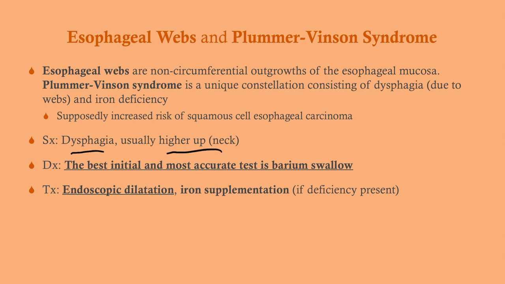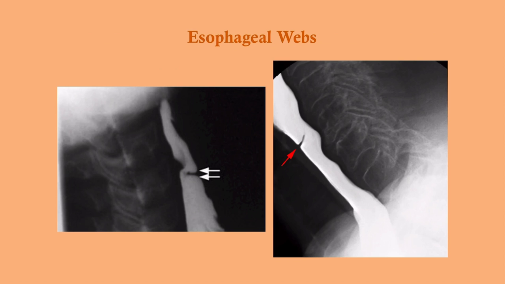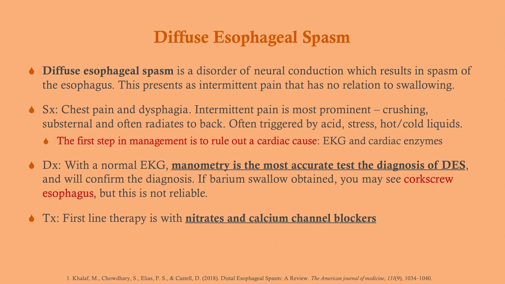And typically these, unlike the rings, are going to be higher up, so more in the neck, in the cervical area. Again, most accurate, best initial test is the barium swallow. It will show you. And the treatment here, very similar. Dilation, and if they do have an iron deficiency, supplement them. Here's the web. So notice this one here on the right, where the red arrow is pointing. It's just on one side. That's a web. Also notice that you're in the cervical region. That tends to be in that area.